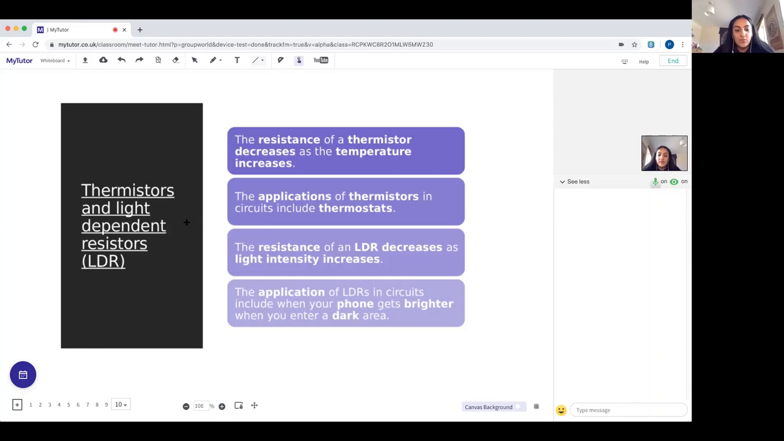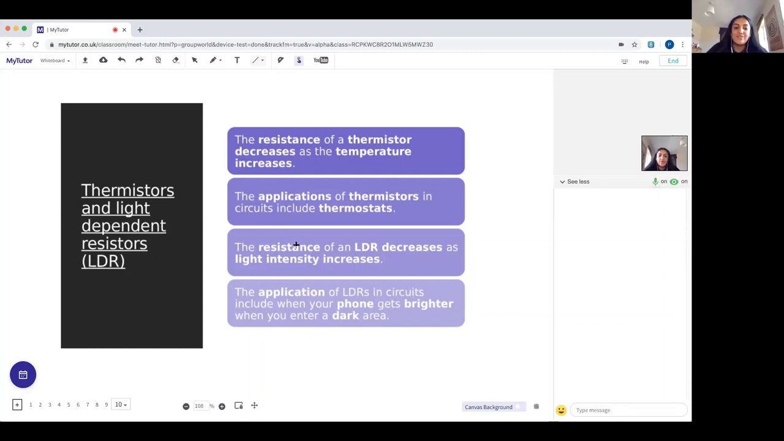Now, we also have light-dependent resistors. The resistance of a light-dependent resistor decreases as the light intensity increases. So they're similar in that way. The resistance decreases as the thing that it depends on increases. Here, as heat increases, resistance decreases. As light increases, resistance decreases.